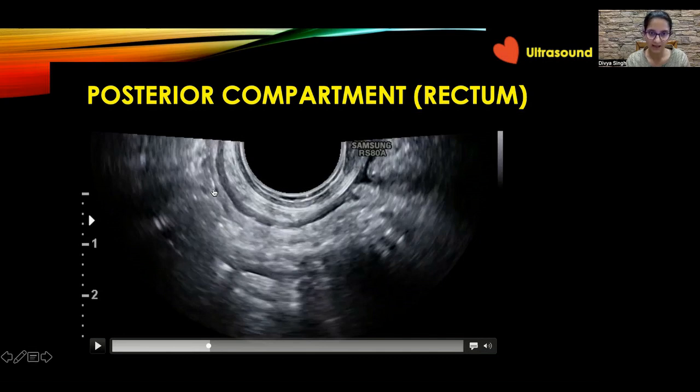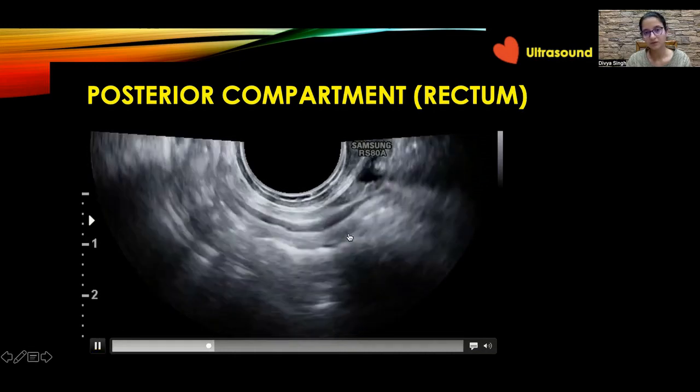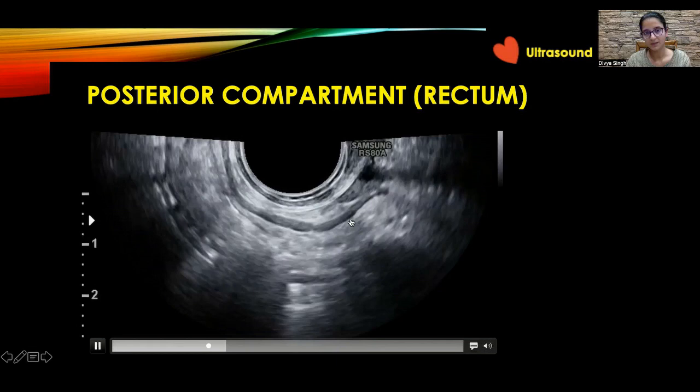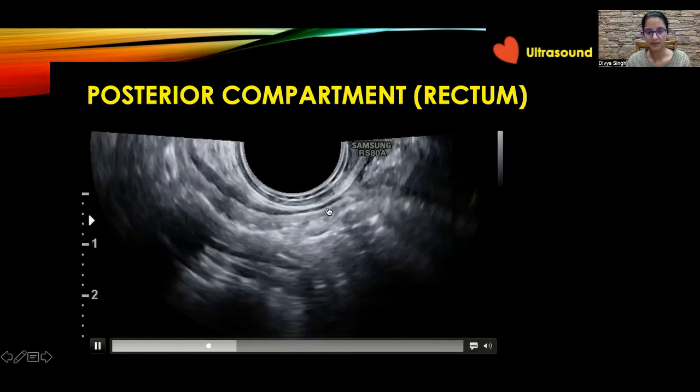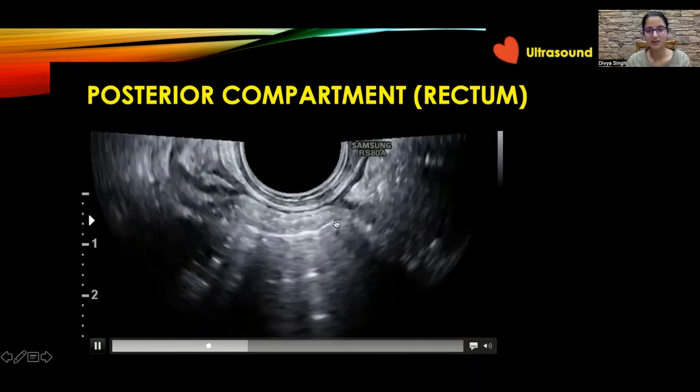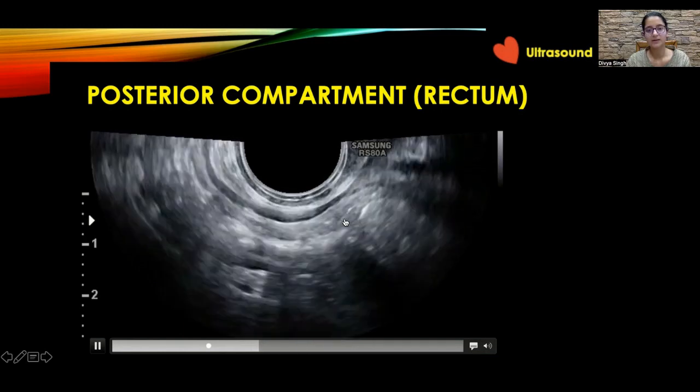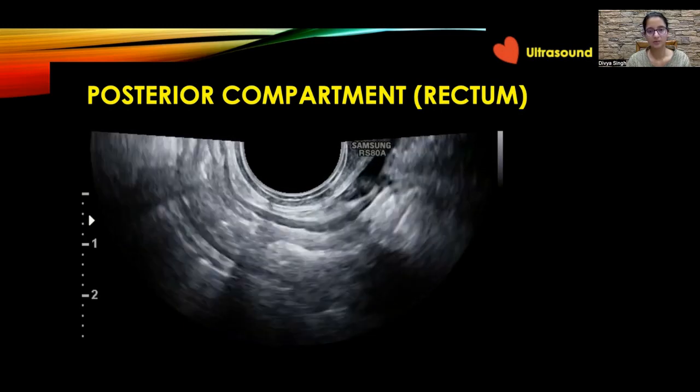But for DIE, that is deep infiltrating endometriosis, our area of interest is this thin hypoechoic muscularis propria in the anterior wall. Just keep an eye on this as we trace it more cranially. So you have to trace it as cranially as possible whenever you are suspecting deep infiltrating endometriosis.